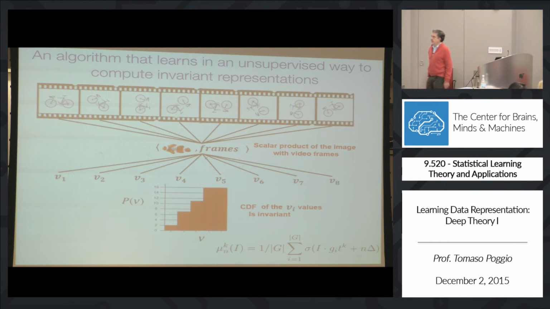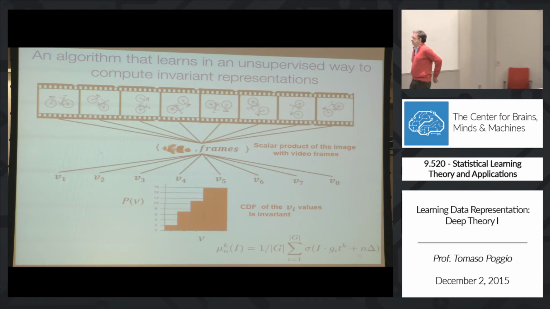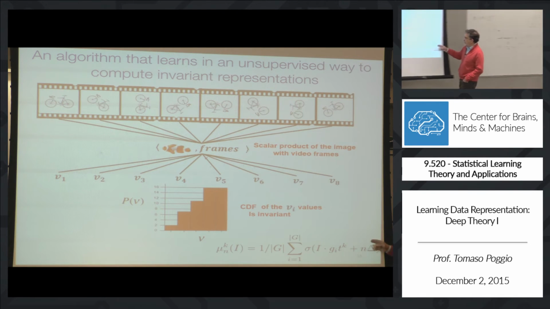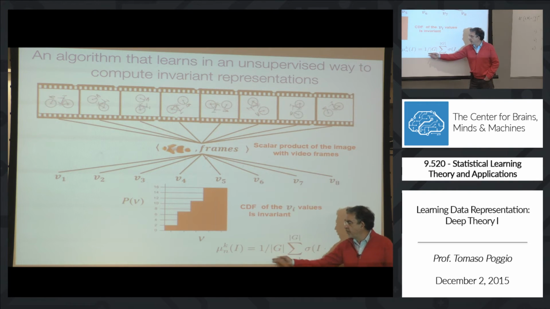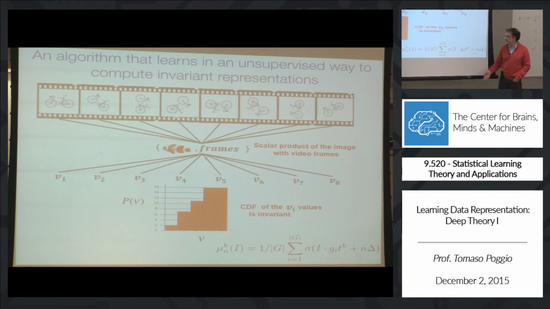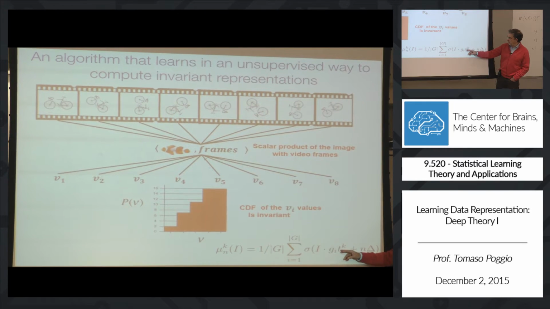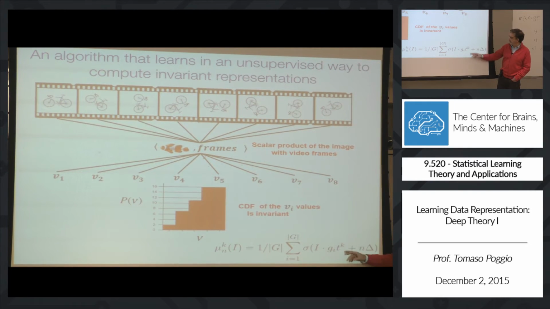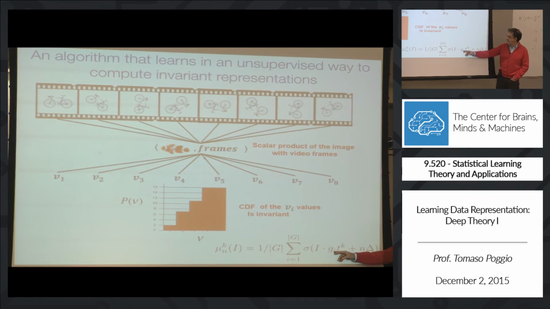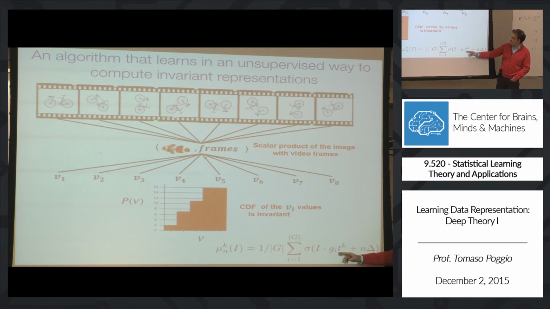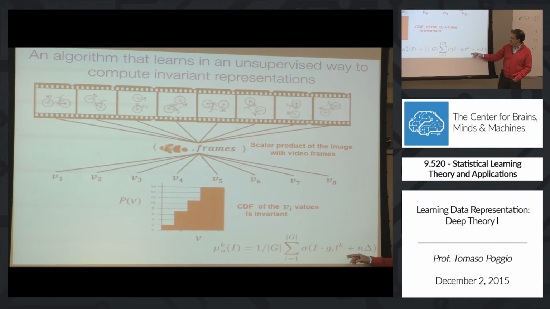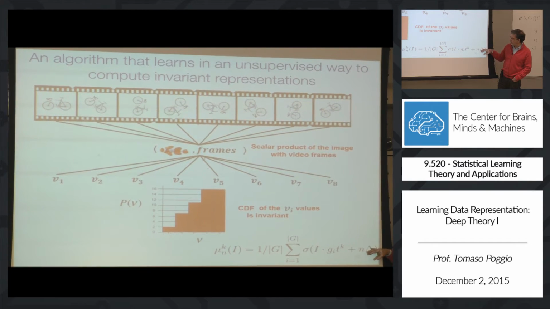So let me just, this is just one way to compute, say, a histogram. It's essentially counting. TK is this bike template, and GI are the different rotations of it. And this is a threshold.